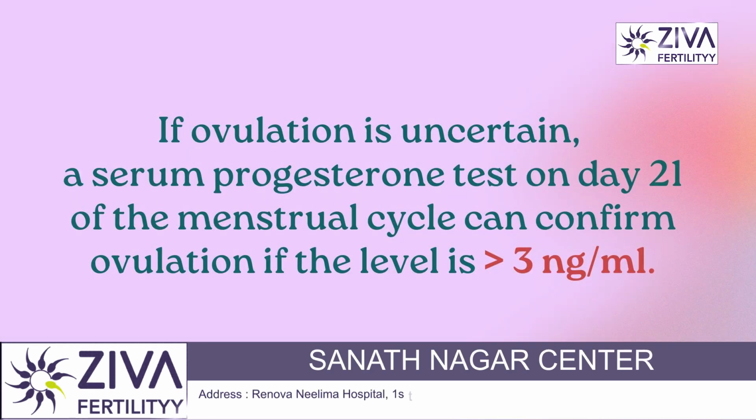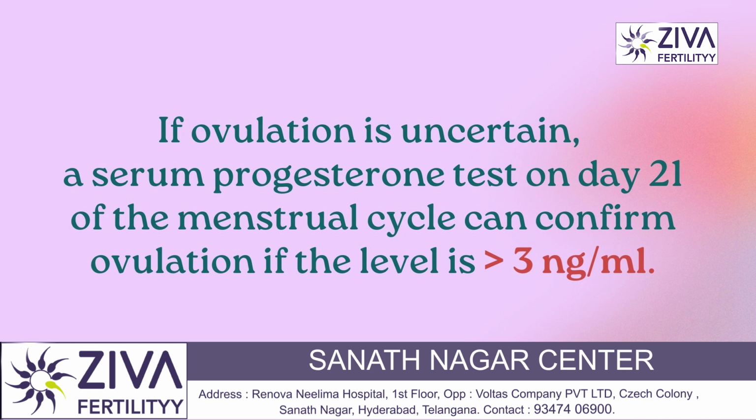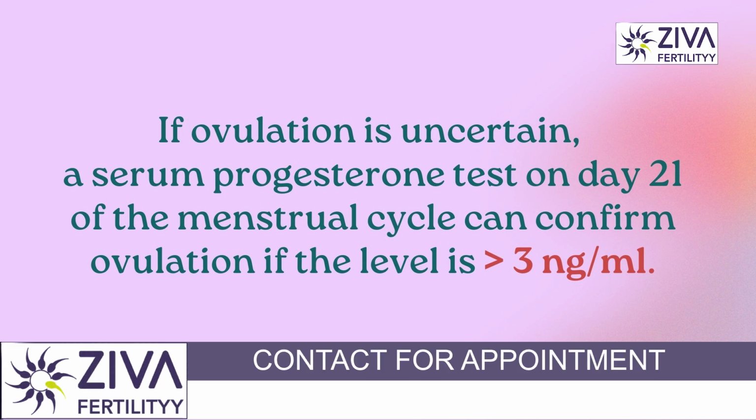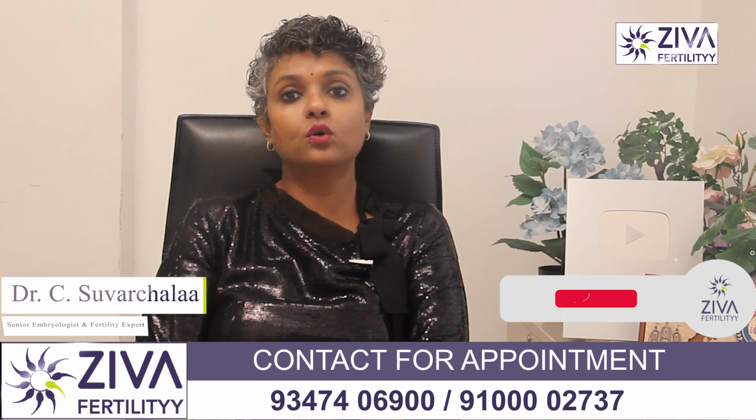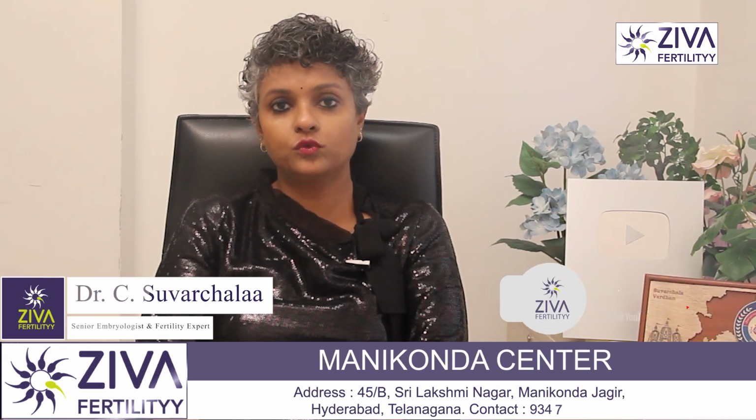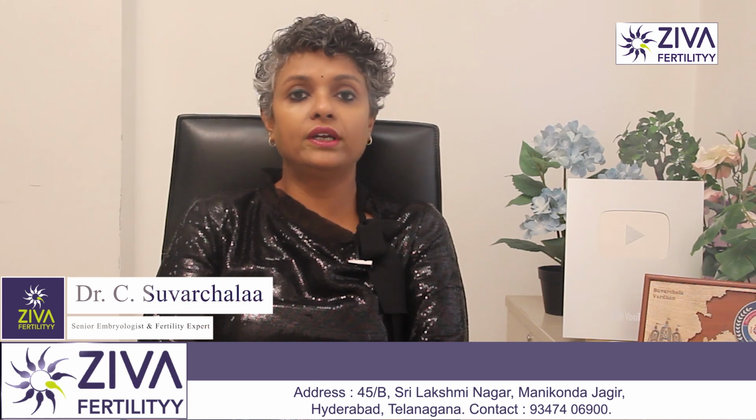If ovulation is not clear from talking to the woman or taking her history, we check the serum progesterone on day 21 of the menstrual cycle, and a level greater than 3 nanograms per ml means ovulation has likely occurred. So we can evaluate if she's ovulating or not.